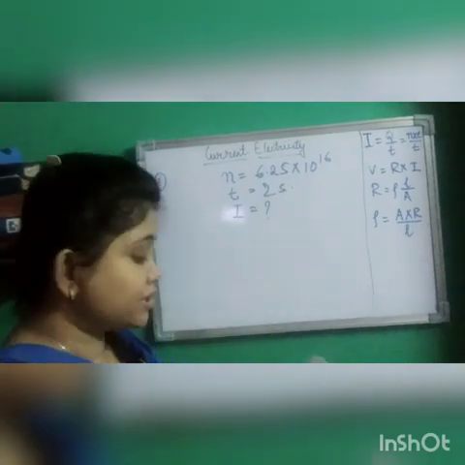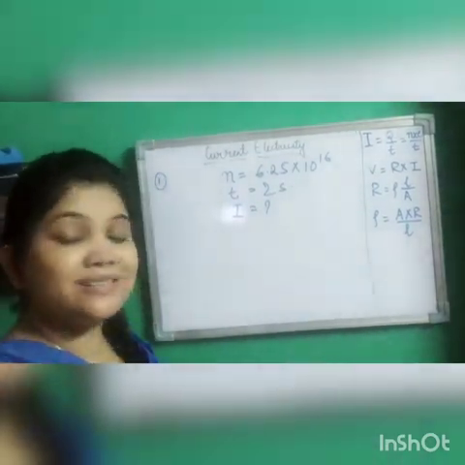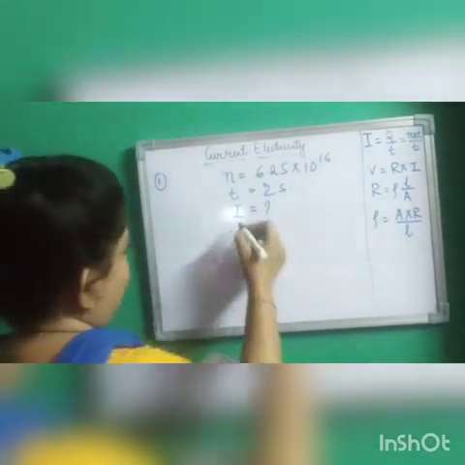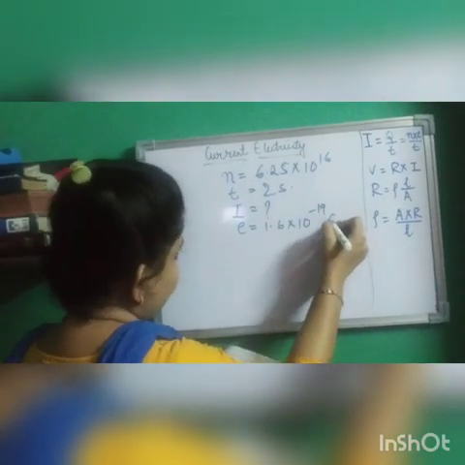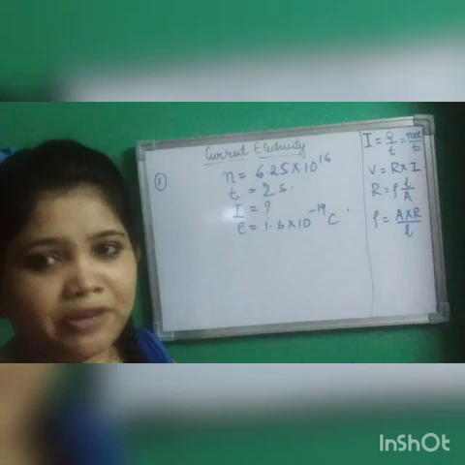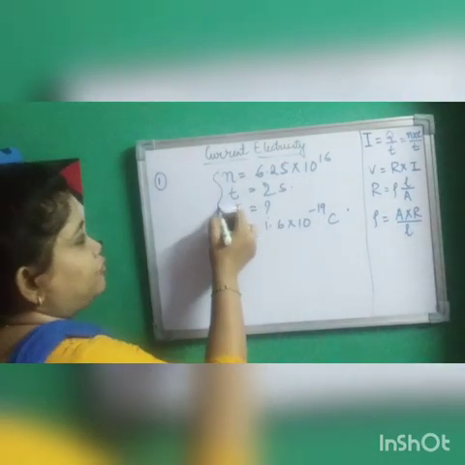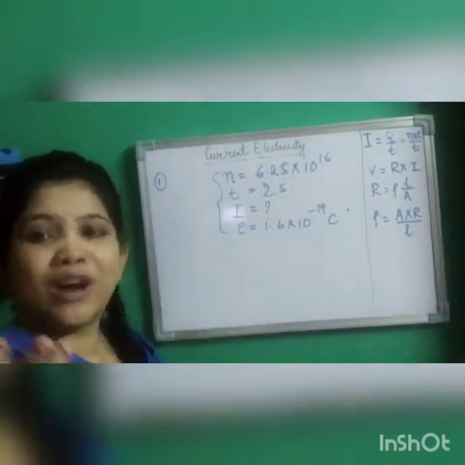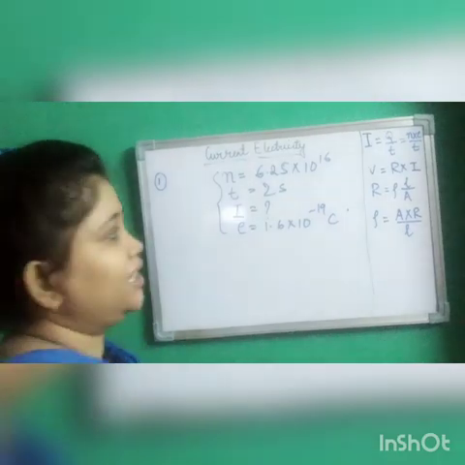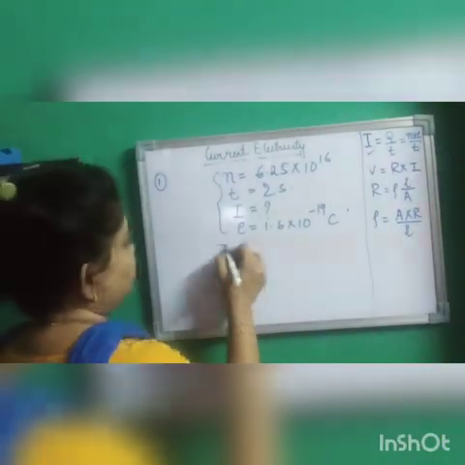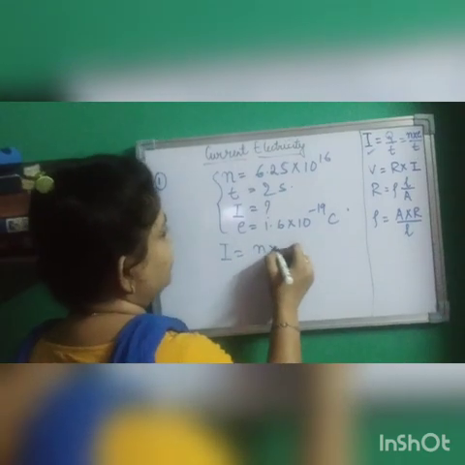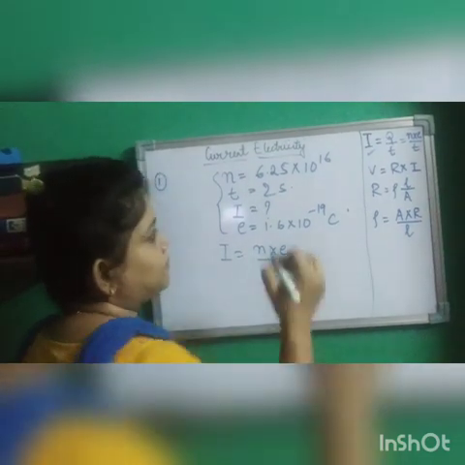What else is given in the sum? It's given E. E means the charge on one electron. Obviously, you know it is 1.6 into 10 to the power minus 19 coulomb. So these are the terms given to you. As I told you, if you write out the quantities, the formula comes automatically. So you see, I have clearly written the formula of I. Just put it in this formula. I is equal to N into E by T.